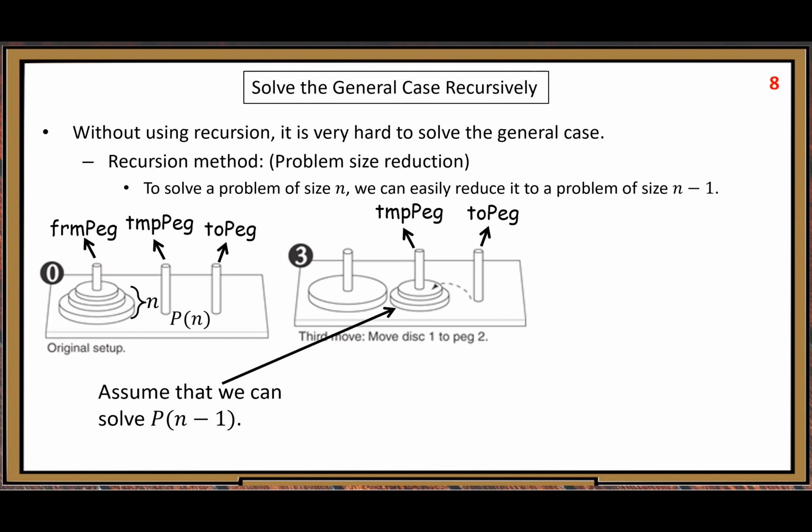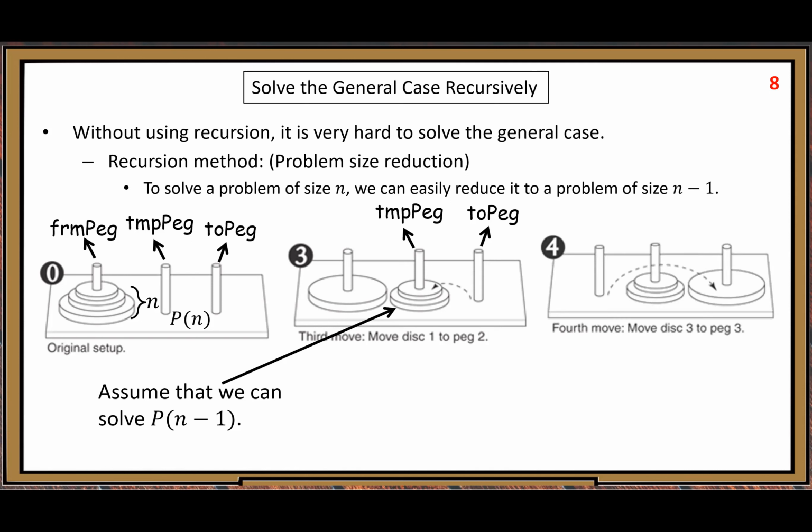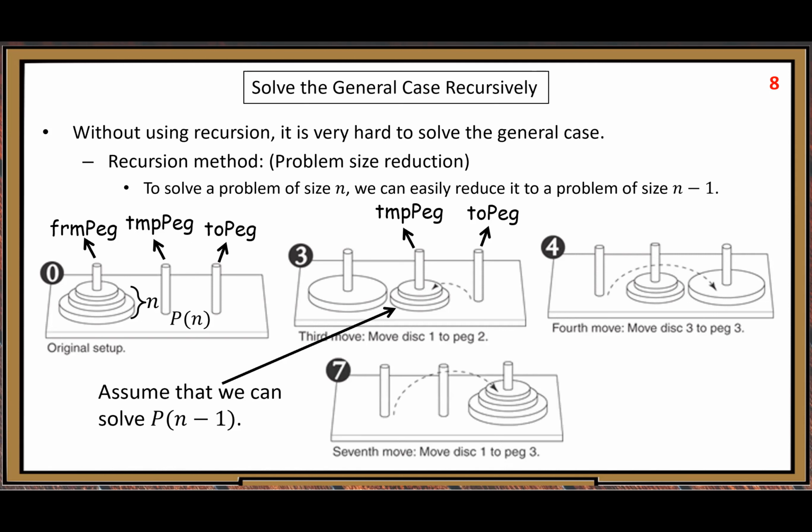Because we assume we can solve it by recursion. Here, just by recursion, you can solve it. After that, we already have this step. So next step, we move the largest disk to that destination peg. That's easy. After that, we need to move the n-1 disks back to the destination peg by solving another problem of size n-1.